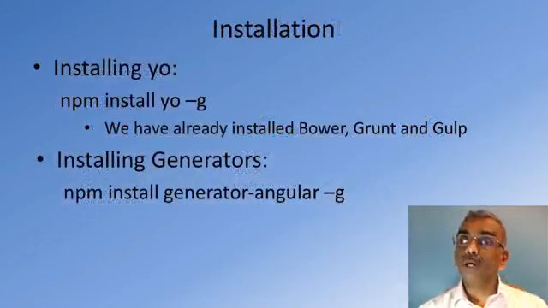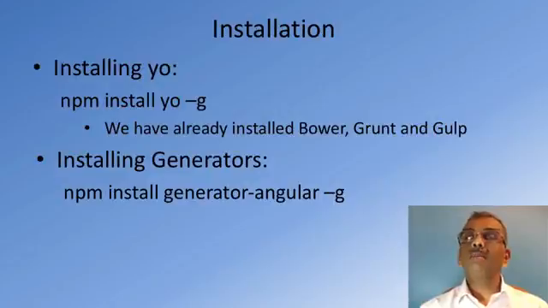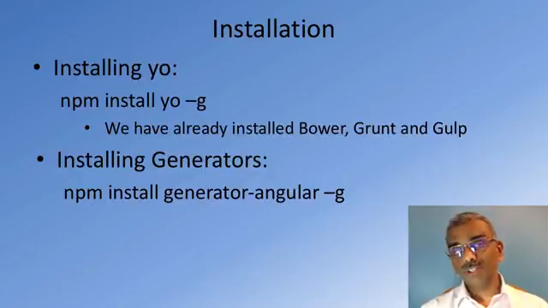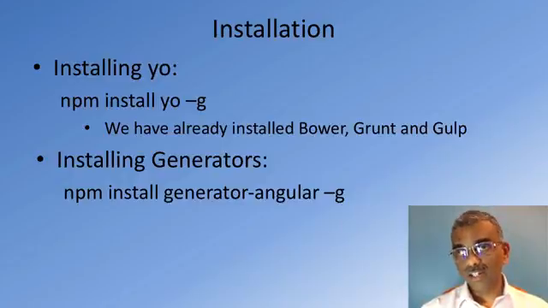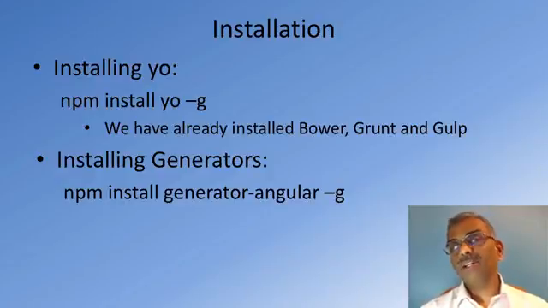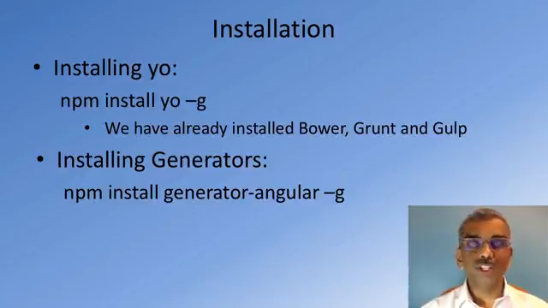How do we install Yo? As usual, you say npm install yo -g. Again, prefix this with sudo if you're running it on an OS X or a Linux machine. We have already installed bower, grunt, and gulp, so we don't need to install them now. But for a beginner, if you visit the Yeoman site, in the getting started, they expect you to install all these 4. Now that we have installed bower, grunt, and gulp, the last thing remaining is yo, and then you can install it like that.